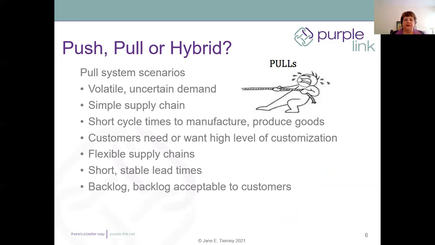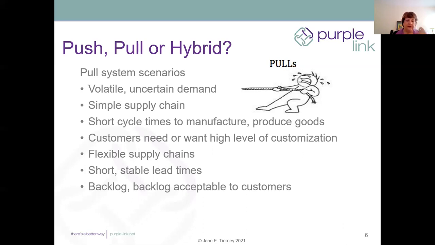The pull system says we're not going to actually make anything until we get a signal from a customer that they're going to buy it. So this is where you have uncertainty in the demand, or the demand is a lot more volatile. It can be a simple supply chain, but it can be a little more complex, but that leads us toward the hybrid, which again, we'll cover in a bit. So pull scenarios are typically simple or preset, so it's easy to respond to that. For a pure pull system, you want a fairly short cycle time to manufacture and produce the goods.